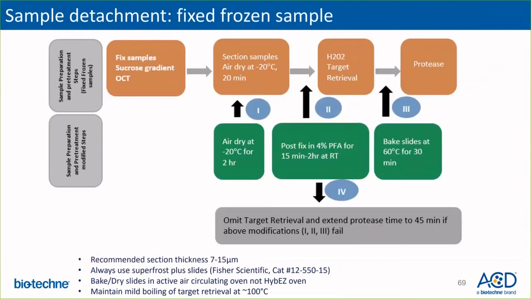For sample detachment with fixed frozen tissues, we recommend to dry slides at -20 for 2 hours after cryosectioning. And also here, adding a post-fixation step before hydrogen peroxide and target retrieval for 15 minutes to 2 hours at room temperature. We have found that the majority of sample detachment happens after target retrieval. So we recommend adding additional baking steps before the protease step.